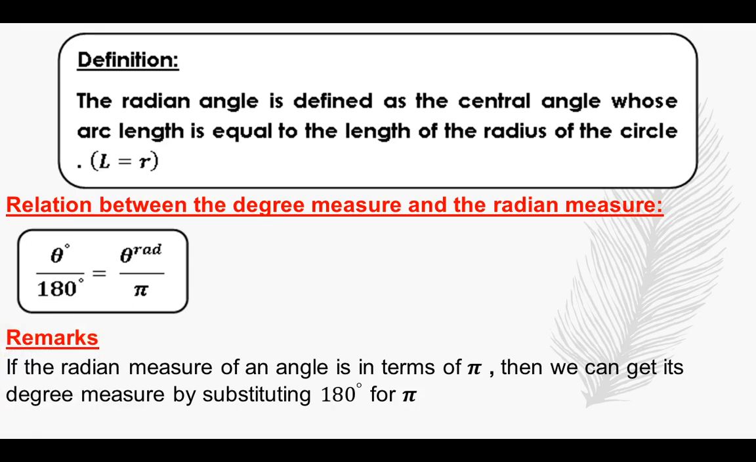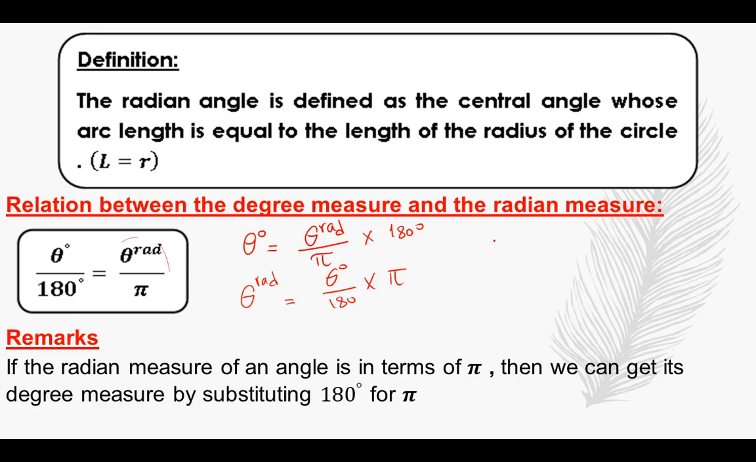In this law, theta degree over 180 equals theta radian over pi. So if we want to find theta degree, it will be equal to theta radian over pi multiplied by 180. And if we want to find theta radian, its law will be theta degree over 180 multiplied by pi. So these are the two rules.